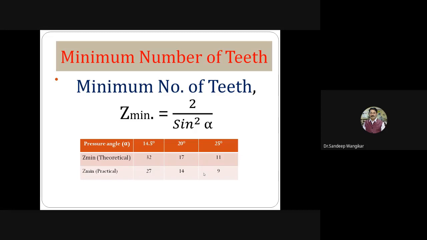Okay. So I welcome you for this lecture, and today we will be discussing minimum number of teeth, then face width, and followed by force analysis. So let us start with minimum number of teeth.